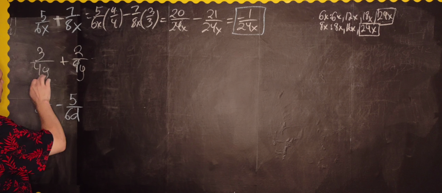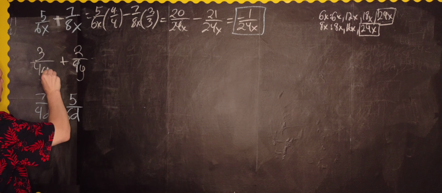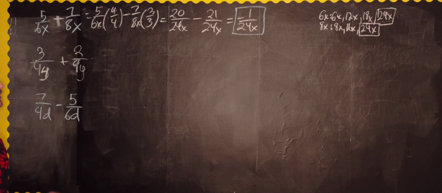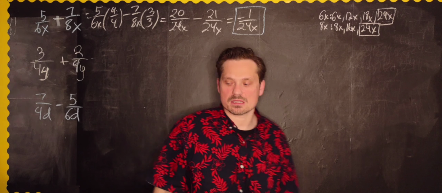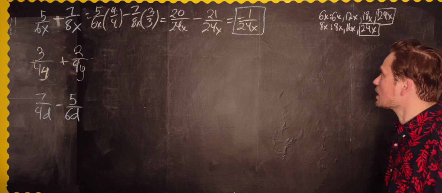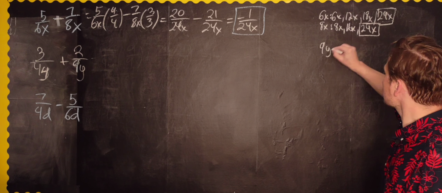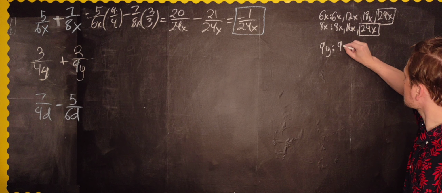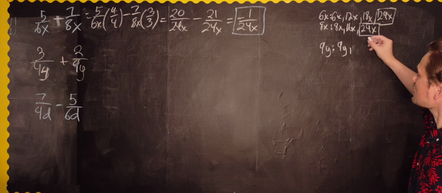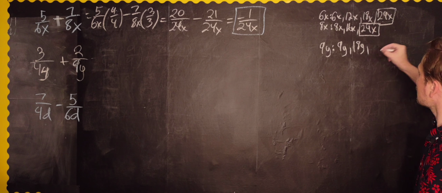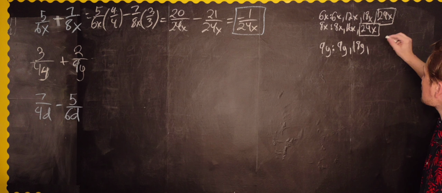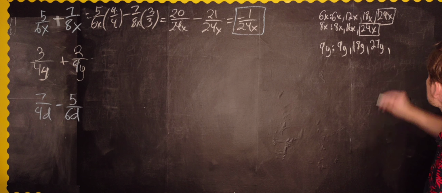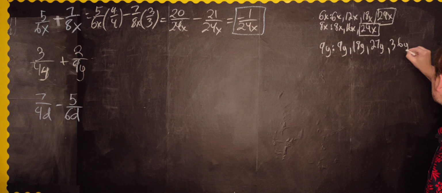Same principle. You have 4y and you have 9y. Let's just look at the LCMs of these. I'm going to go with the bigger one, 9y, first. Look at the multiples. So 9y times 1 is 9y, and 9y times 2 is 18y. 9y times 3 is going to give you 27y, and then 9y times 4 is going to give you 36y.